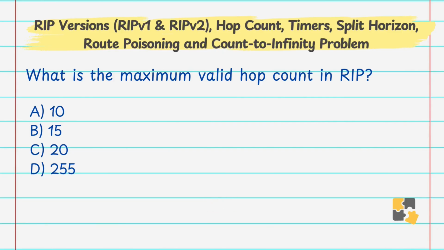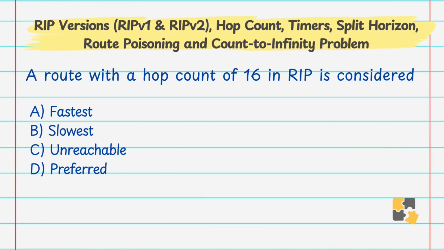Remember this. A route with a hop count of 16 in RIP is considered A. fastest, B. slowest, C. unreachable, D. preferable. Answer is C. Unreachable. In RIP, a hop count of 16 indicates that the destination network cannot be reached. That's why the answer is C. Unreachable.